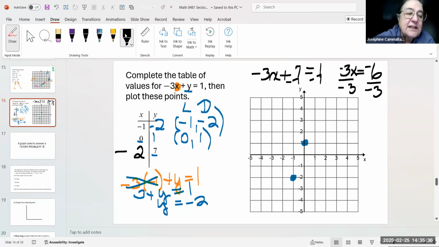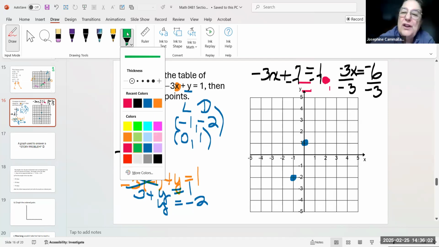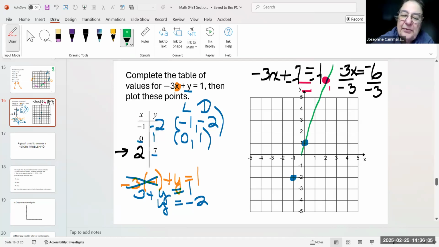Now, I'm going to be honest. This third point may not fit on our graph. But if it did, it would be the point 2 right, 7 way up there. Okay? Now, notice what happens. If I drew my line tool, do you see that all 3 points lie on the line?